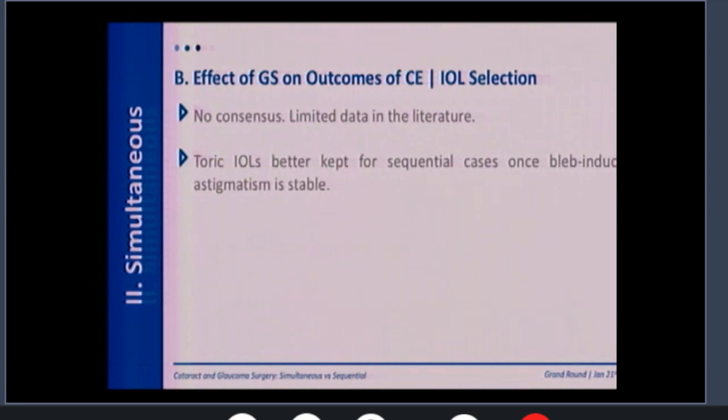If you're going to put a toric IOL, first of all, you need to consider the considerations that you usually do, such as the patient's visual demand. A lot of our glaucoma patients are illiterate and don't read and write, or some of them have advanced glaucoma, so you may not consider a toric IOL. But if you are, it's better done on sequential rather than simultaneous surgeries. After the trap has stabilized, the corneal astigmatism is probably stable, and only then can you plan a toric IOL.